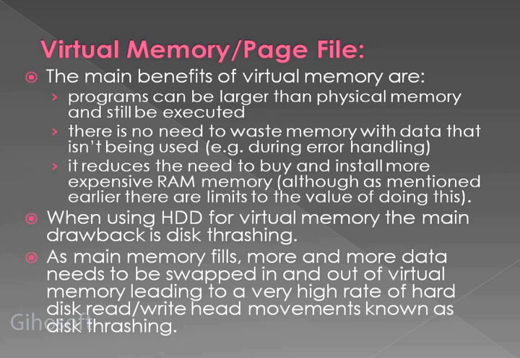If you want to make your PC faster, instead of making a larger page file, it's better to buy more RAM. If you have 4 GB of RAM and a page file of, let's say, 20 GB for each drive, 80 GB, then your PC would still work slower than if you upgrade your RAM to 12 GB or 8 GB. When using a hard disk for virtual memory, the main drawback is disk thrashing.